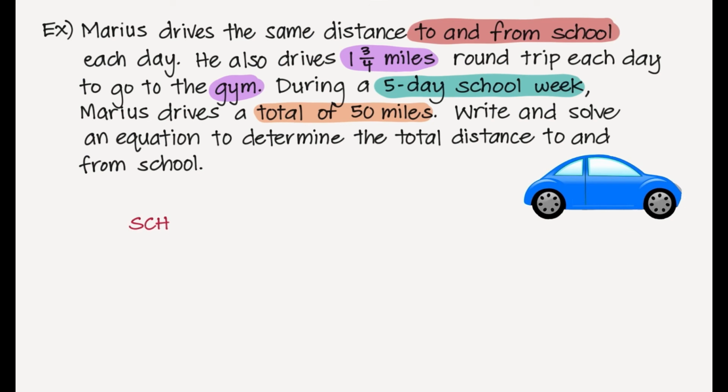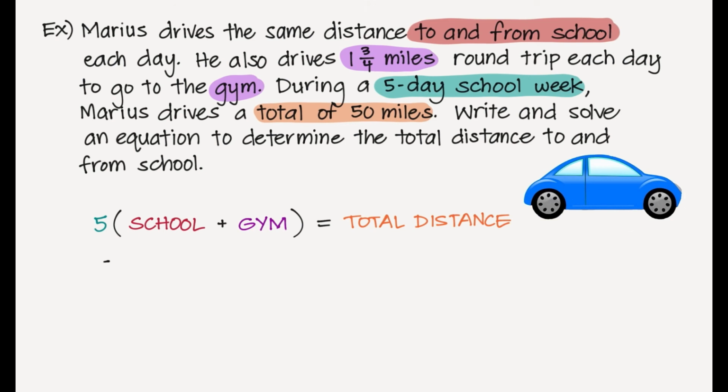So setting this up should be pretty straightforward. We're adding the distance to and from school to his house, plus that round trip distance that he drives to the gym. And then every day he is doing this. So we're going to multiply it by 5. So we have it written out for all 5 days. And then in the end, this will equal the total distance that his family drives over the course of those 5 days.